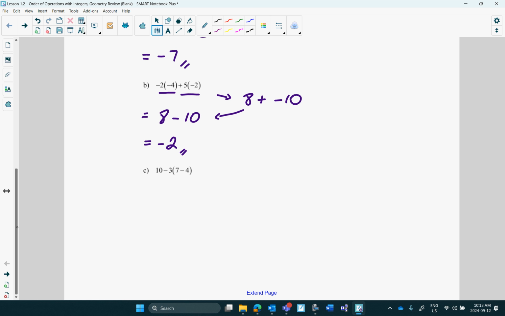I've got parentheses. Is there something going on? Yep, which means I have to deal with this first. So 10 minus 3, I'm not touching. And 7 subtract 4 is 3. Do I need parentheses around it? Imagine if you didn't put parentheses around it, you've now changed it to 10 minus 33. That doesn't make sense, does it? Whatever this answer is, it's getting multiplied by this. So it's really important to have the parentheses around because there's multiplication going on.